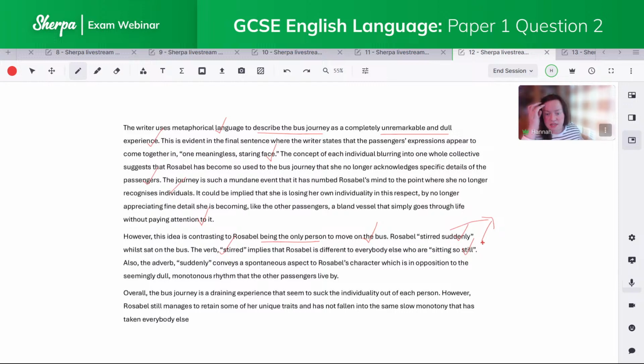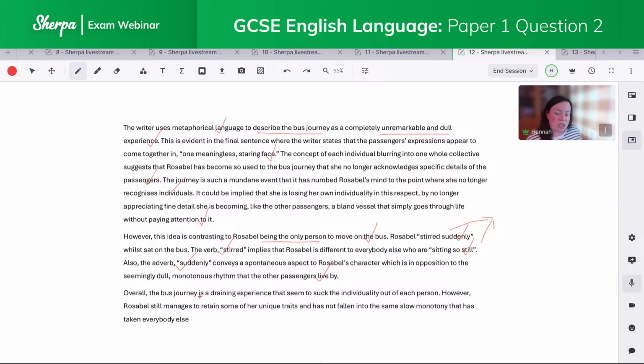Also, the verb "suddenly" conveys a spontaneous aspect to Rosabelle's character. So again, we've zoomed in on "suddenly." Spontaneous means unplanned, sudden, and it's linking to Rosabelle's character. So again, you're showing your understanding of the language being used and the character that's been created, which is in opposition to the seemingly dull, monotonous, monotonous again means boring, rhythm that the other passengers live by. So again, clear understanding of the quotation that is chosen.